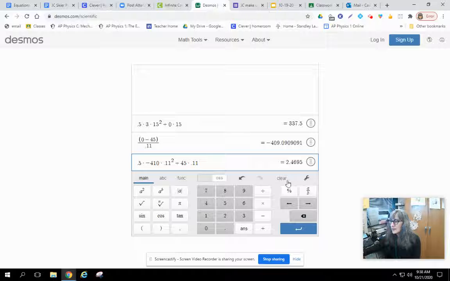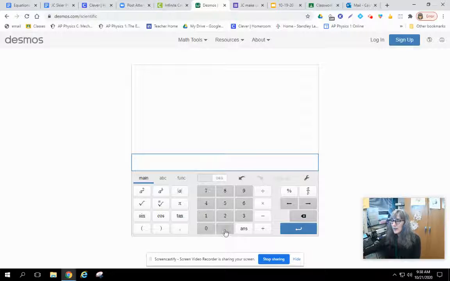Okay, so when we do this, I'm going to clear everything out of here. I have 0.5 times 3 times 15, and I need to make that squared, so I'm going to go ahead and hit the squared button, so it says a squared over here, plus, and then 0 times 15. Now I don't really need to add in this part because 0 times 15 is just 0. So if I don't put that into my calculator, I'm still going to get the same answer, and it's okay to not put that in. My answer is 337.5.